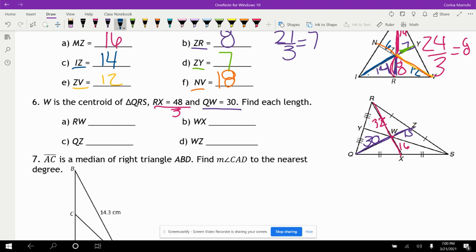So from R to W we said was 32. Okay. And then we have W to X. W to X is going to be 16. And then we have from Q to Z. So from Q to Z, this whole thing, 30 plus 15 is going to give me 45. And last, they're asking from W to Z. So from W to Z is this bottom half, which is 15.